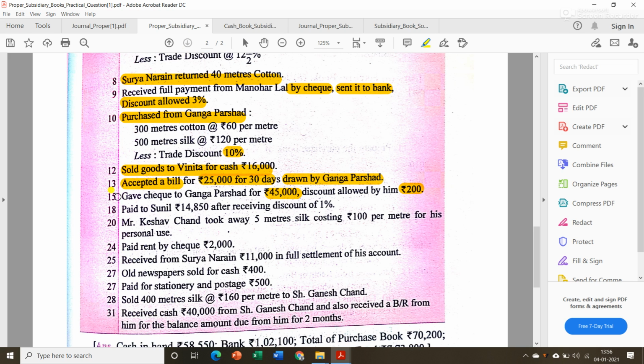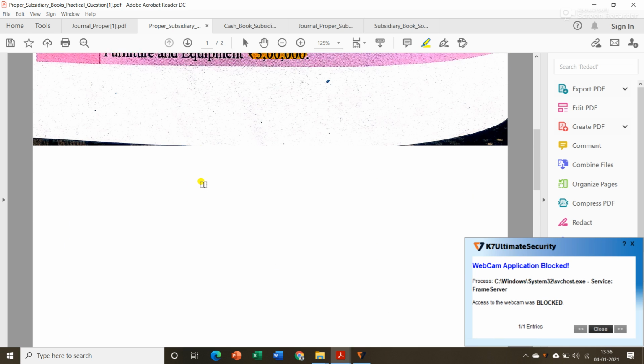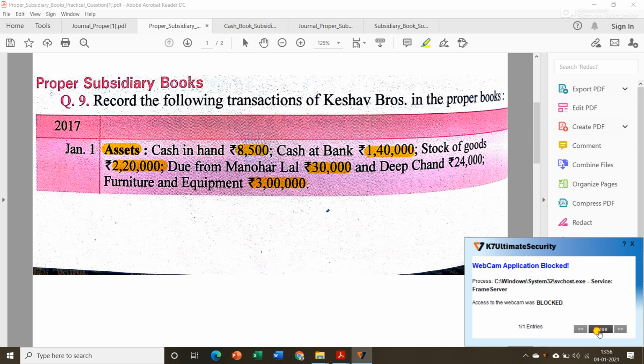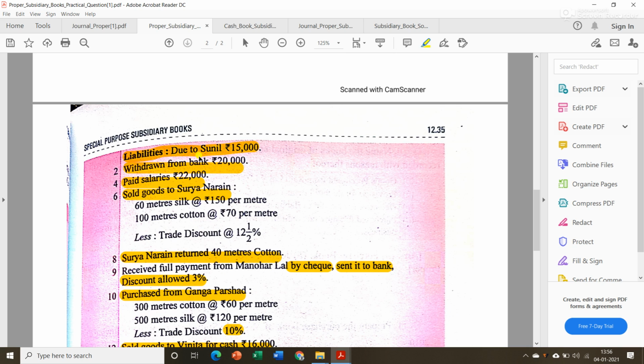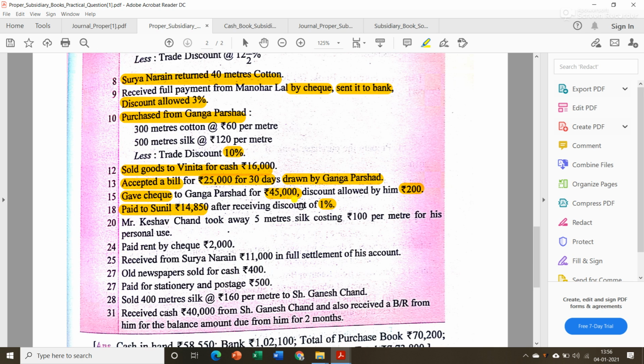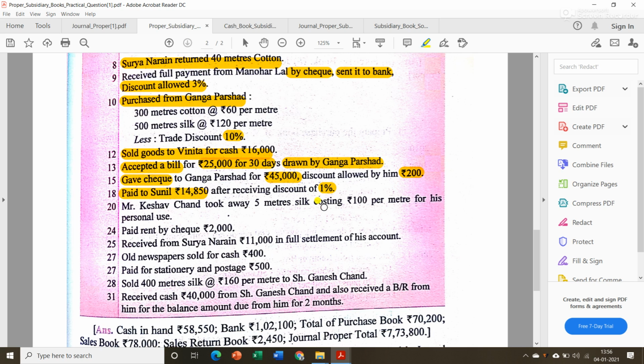Then the next transaction we have on January 18: paid to Sunil 14,850 after receiving a discount of 1%. Now who is this Sunil? When you see the liability side here, you will see due to Sunil 15,000. That means out of that 15,000 we got 1% discount. 1% of 15,000 is nothing but 150. So after deducting 150 we paid 14,850 to Sunil.